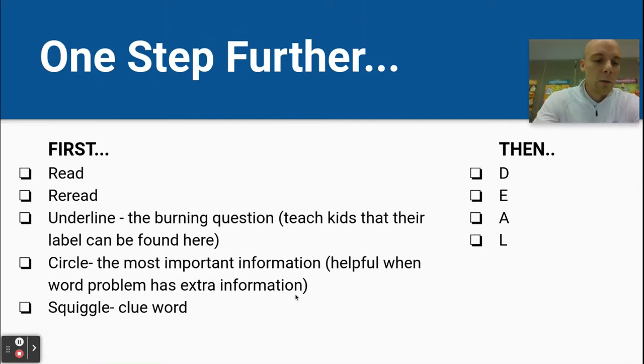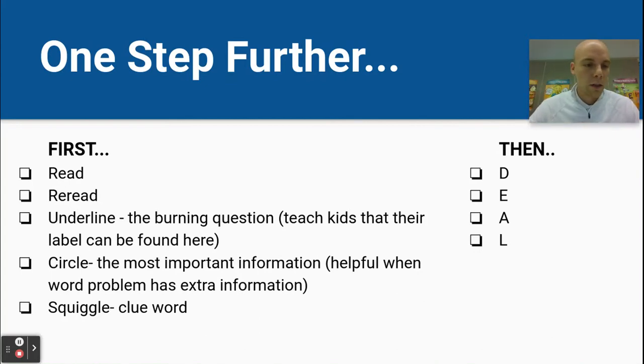And the last one here, squiggling the clue words, is really cool. Heather taught me that, which is really awesome. When you see keywords, like when we do addition and subtraction, the words sum, total of, together, all together, minus, left, smaller than, fewer than, those types of words for addition and subtraction, we will squiggle, underline those. I'll show you how to do that here in a second.